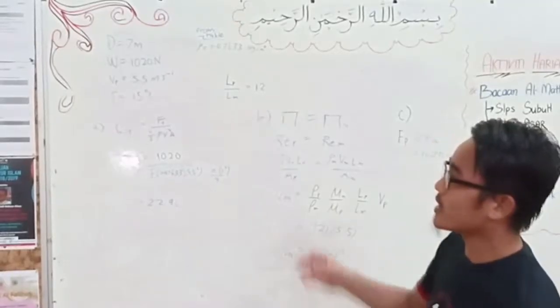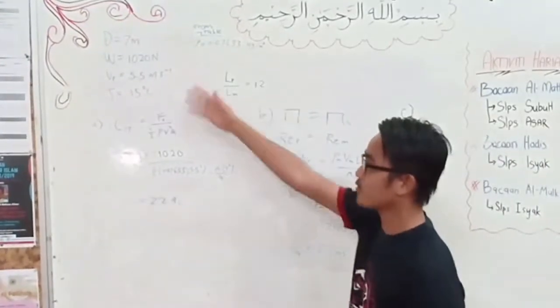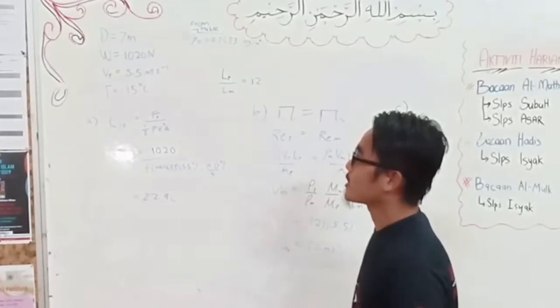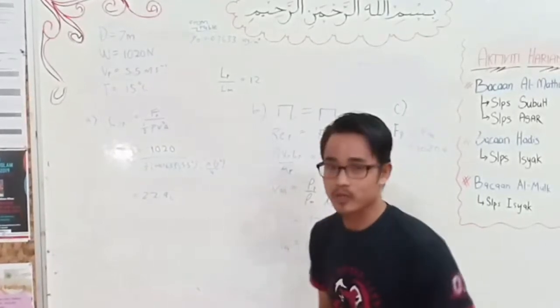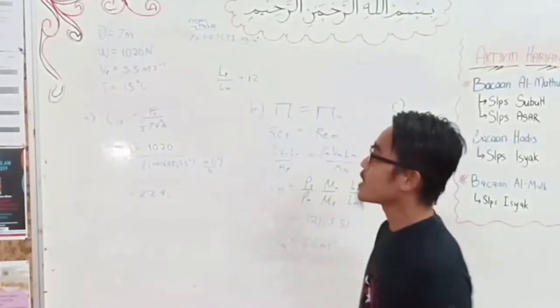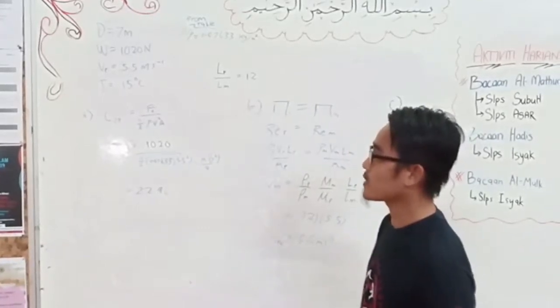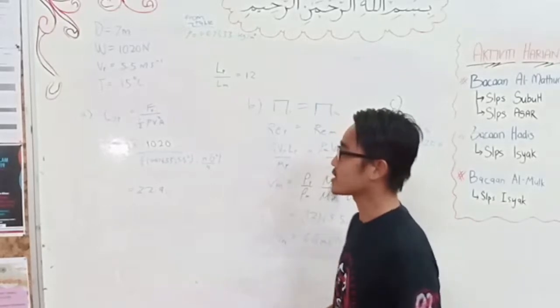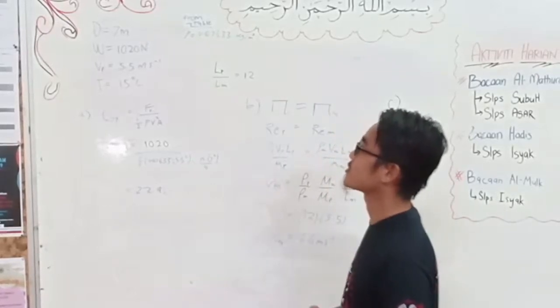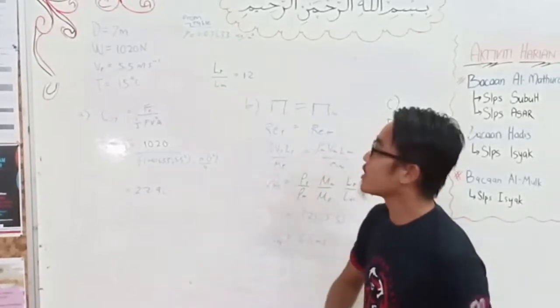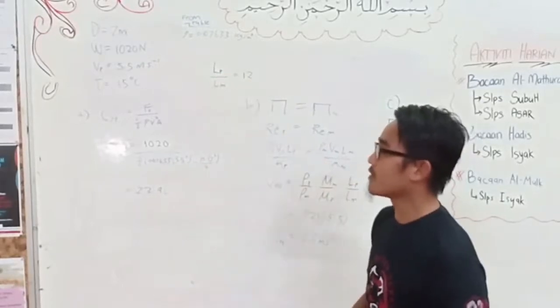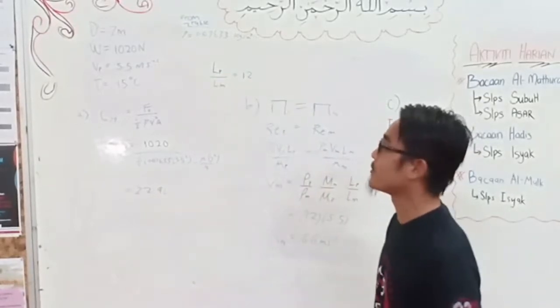From the question we can get all this information. D, the diameter of the parachute, is 7 meter, weight is 1020 Newton, velocity for the prototype is 5.5 meter per second, and the temperature is 15 degrees Celsius. So we can get the rho from the table for 15 degrees Celsius and 1 atm.